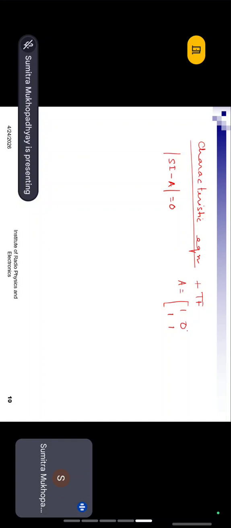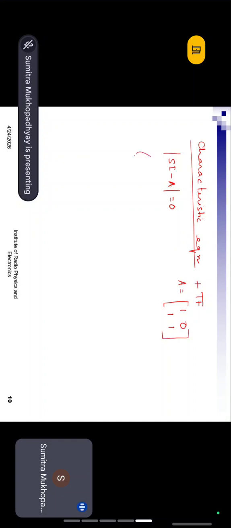Another thing is that you have to find out the characteristic equation, plus the transfer function. So what is the characteristic equation? First go with the characteristic equation: sI minus A equal to 0. This is the characteristic equation. A is already given as 1 0 1 1.